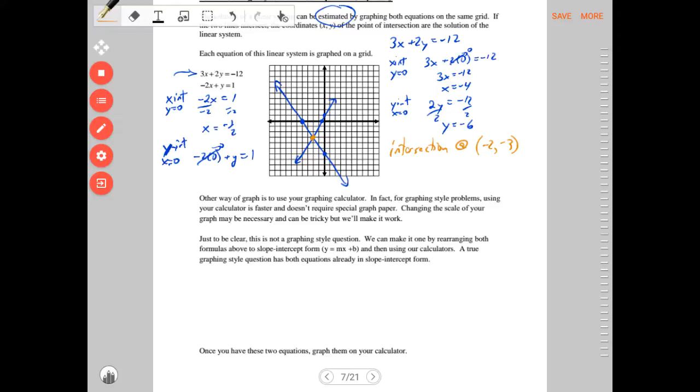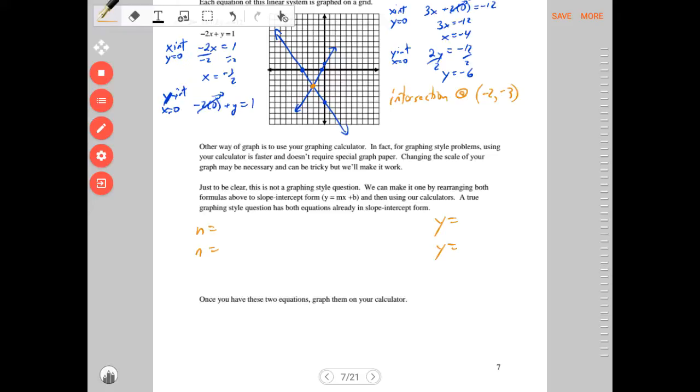A true graphing style question already has both equations in y equals mx plus b form, or y equal form. We will also graph stuff that has x equals something for both equations. Those are nice graphing equations. For now, it doesn't work out like that, but that's okay.